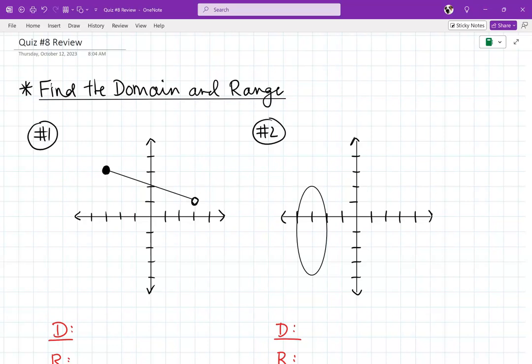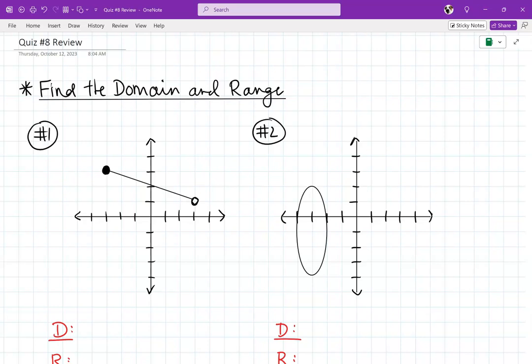Okay, so today we're going to be doing quiz number 8 review. We're getting close to that quiz 12, right? Once we get to quiz 12, remember I'm going to drop another quiz. But today we are doing quiz 8, all right? And we're going to be finding the domain and range for the first two problems.